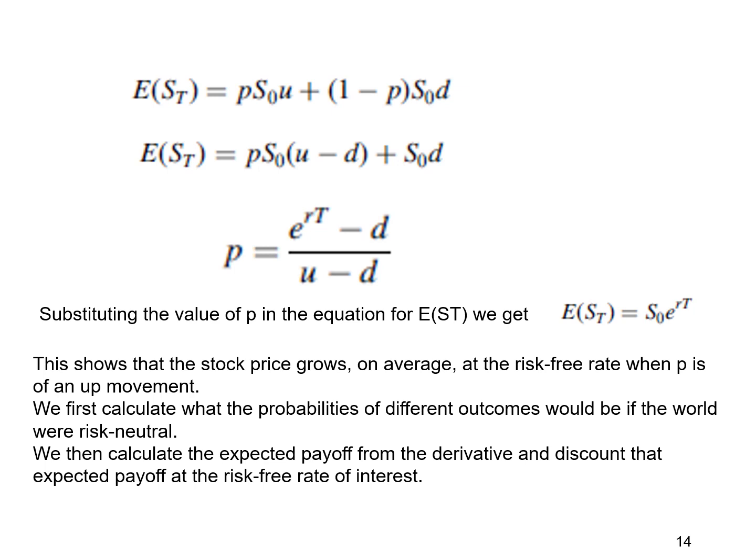Now what does this mean? This means that the stock price grows on average at the risk-free rate when P is the probability of an upward movement. So the first step is we calculate what the probabilities of different outcomes would be if the world were risk neutral. Having calculated the probability from the formula P equal to e raised to the power of RT minus D divided by U minus D, where R is the risk-free rate, you can then calculate the expected payoff from the derivative and discount that expected payoff at the risk-free rate of interest.